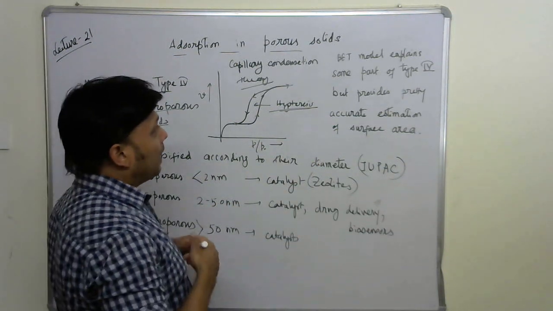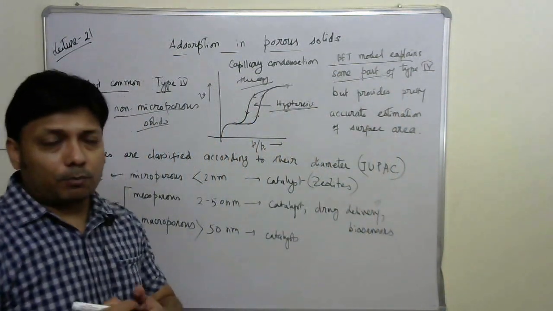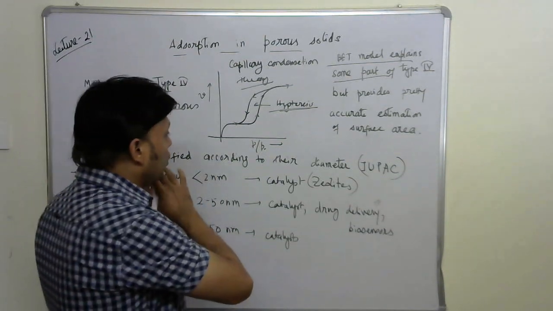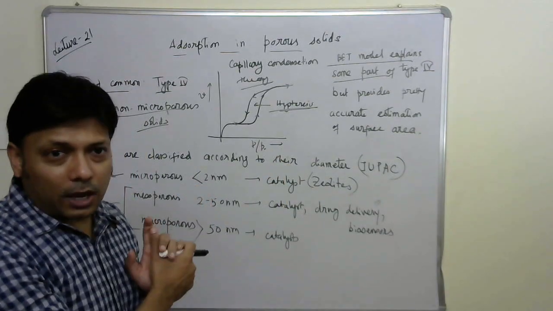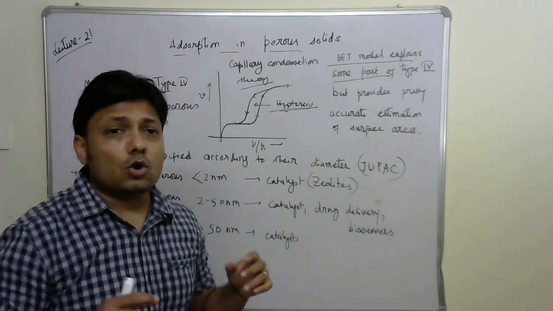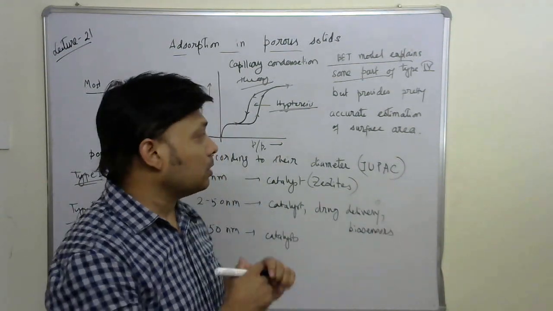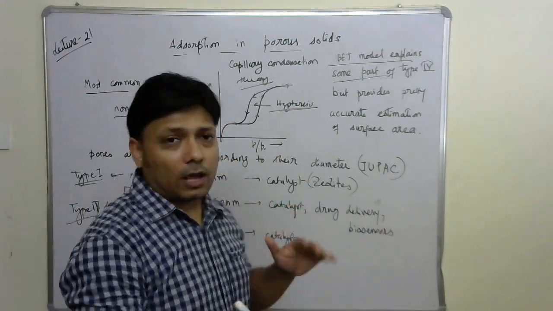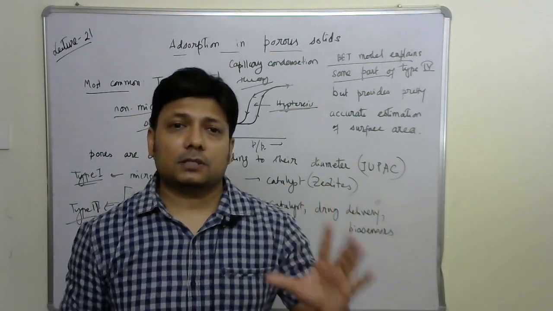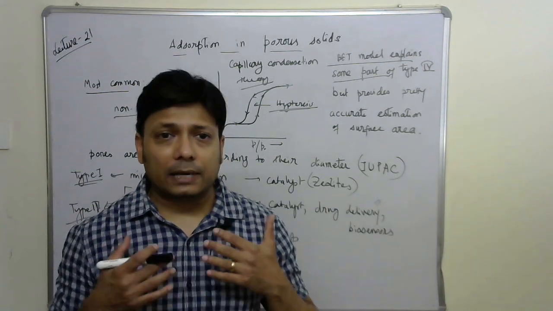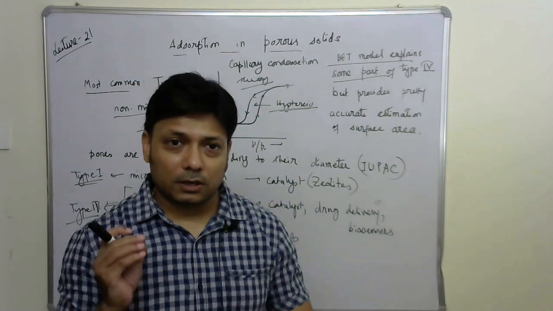Now, once again, as I have told you earlier, the BET model explains some part of type 4 within a certain pressure range, of course. It is not possible to mathematically fit the entire range of the type 4 adsorption isotherm, and there is no single theory so far that can explain all adsorption isotherms in all pressure ranges. Out of the available theories, BET gives by far the best result. That's why BET theory is widely accepted. Although it is not 100% accurate, it is widely accepted.